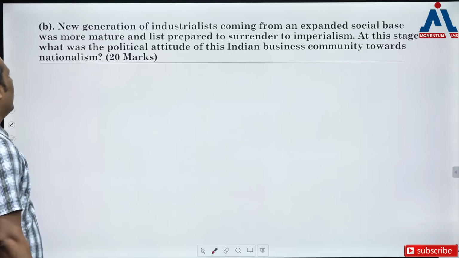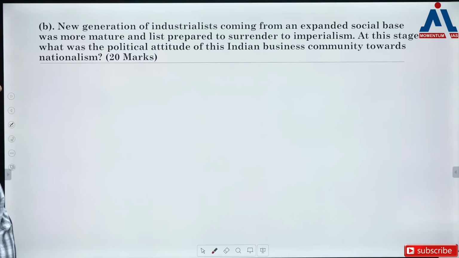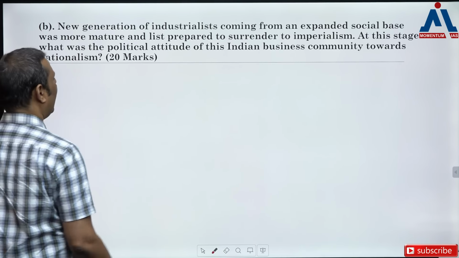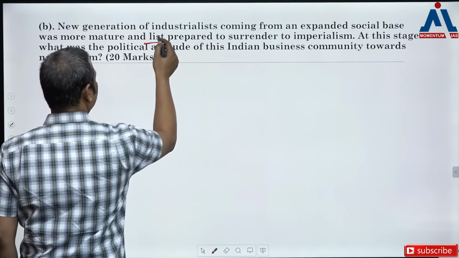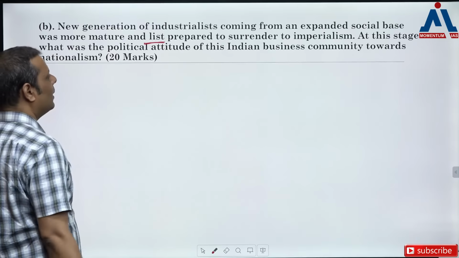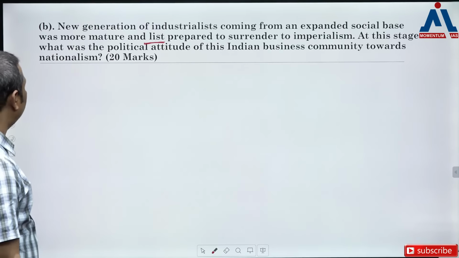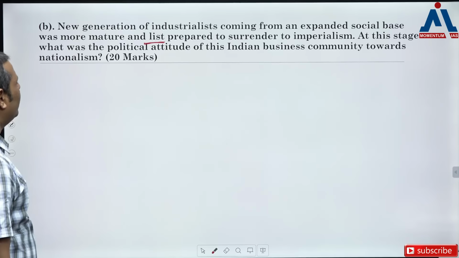Next, the new generation of industrialists coming from an expanded social base was more mature and least prepared, it's not list here, it's least prepared to surrender to imperialism. At this stage, what was the political attitude of the Indian business community towards nationalism, right?